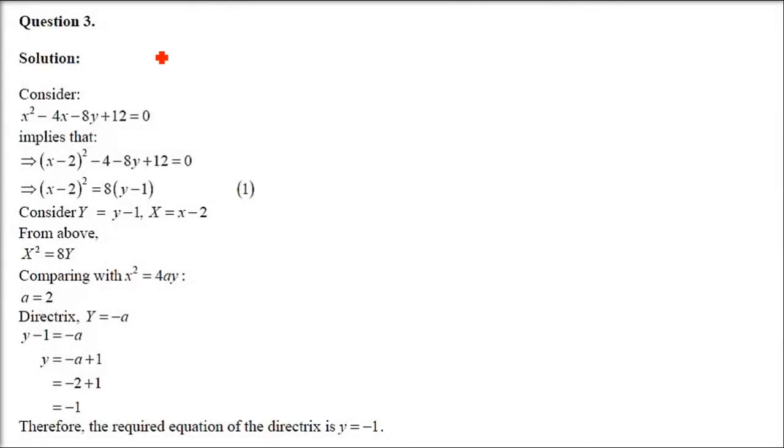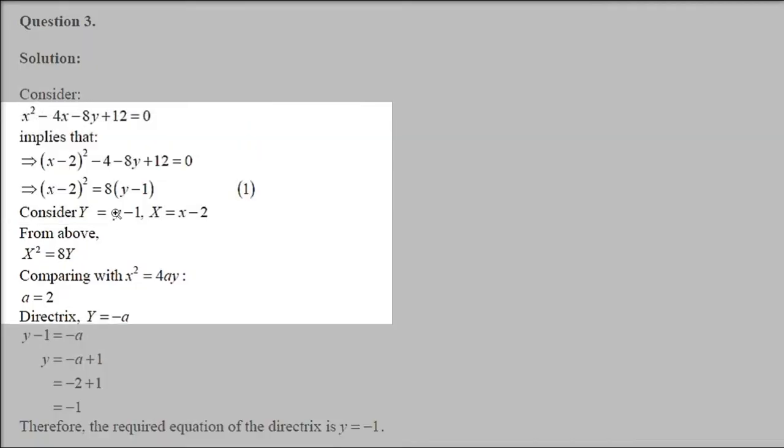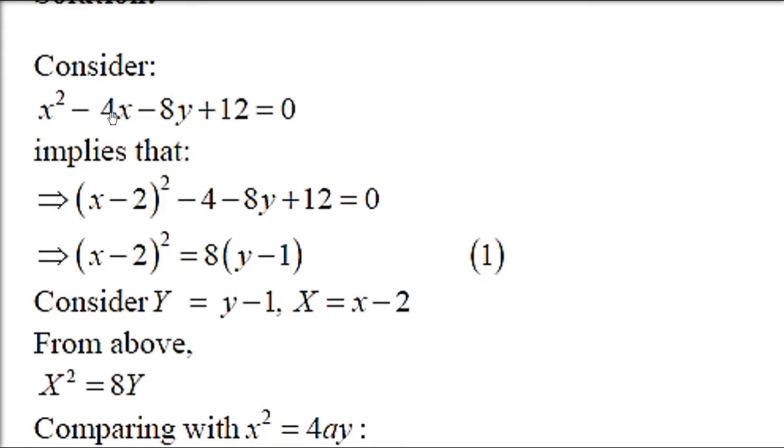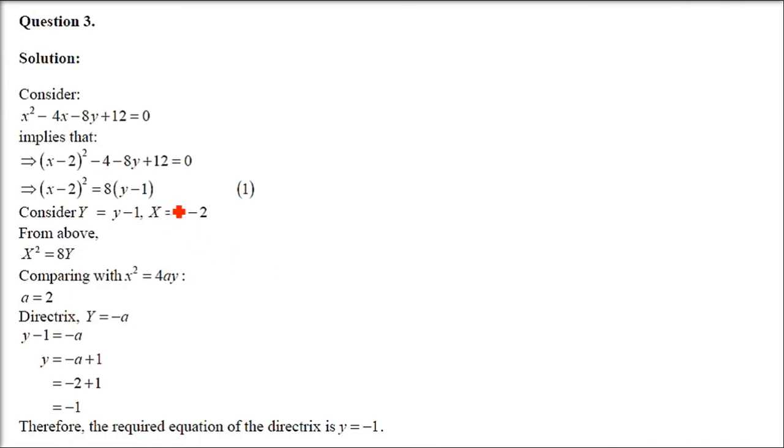This is question number 3. Write the equation of the directrix of the parabola. So same thing we are going to do. This is x square minus 4x minus 8y plus 12. So take the coefficient of x, divide by 2, whatever comes, square it, add and subtract. So x minus 2 whole square, and then plus 4 minus 4 with 12 will become 8. So 8 minus 8y, take it on the right hand side and take 8 common. So x minus 2 whole square will be equal to 8, y minus 1.